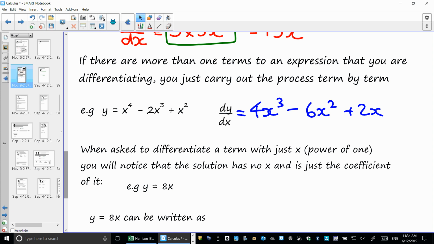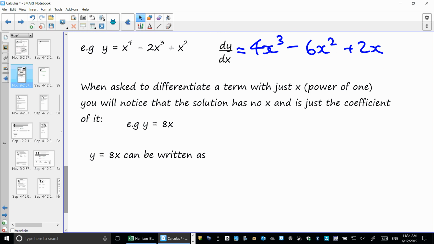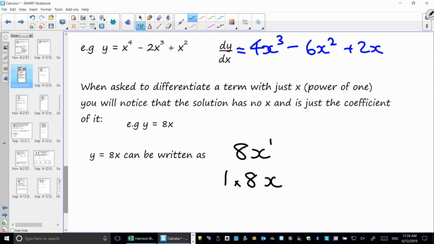Now, if something has just an x, for example here we've got 8x, so there's no powers or anything, the derivative is going to end up just being whatever the value is in front of it. But I want to explain why that is. We know that 8x can be written as 8x to the power 1, yes? So following our rule, we would do 1 multiplied by 8x, and we take 1 off the power.